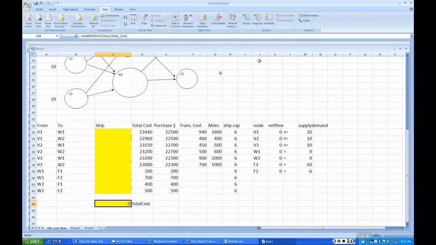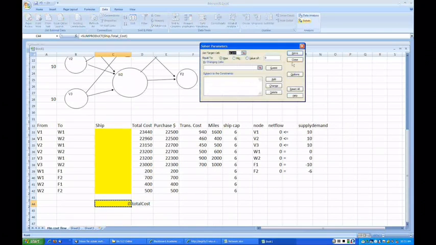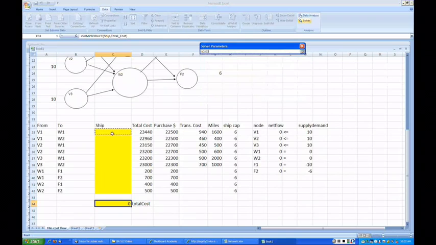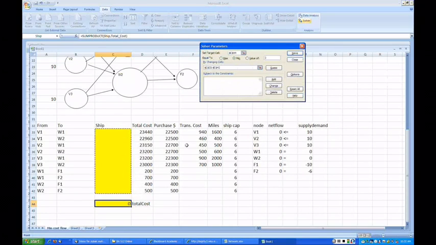Now highlight that. Go to the Data tab, Solver. What we want to do is minimize the total cost. Minimize that. The changing cells are my shipping, how much I want to ship. You can highlight the range or you can just type the name, ship.